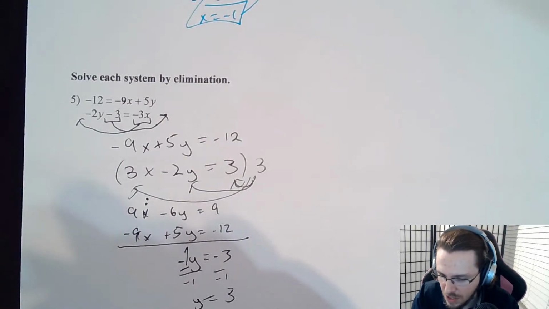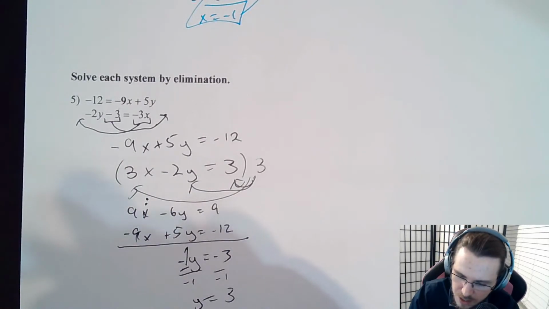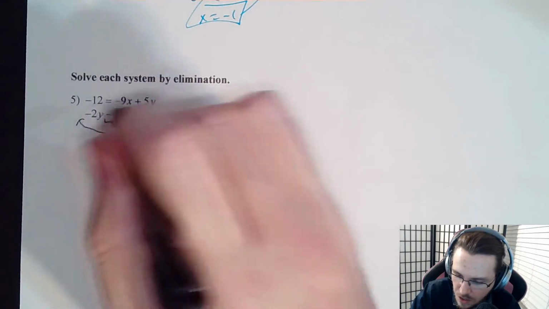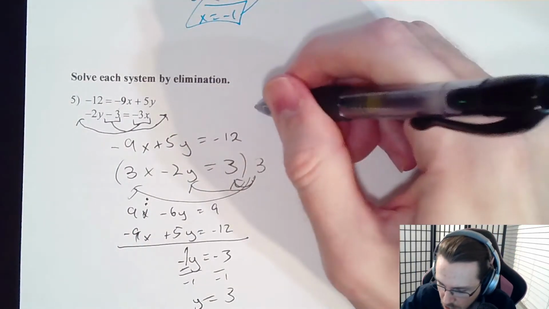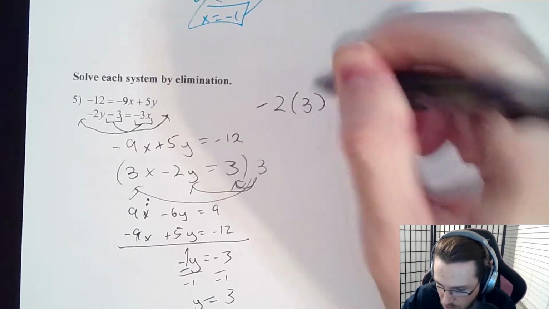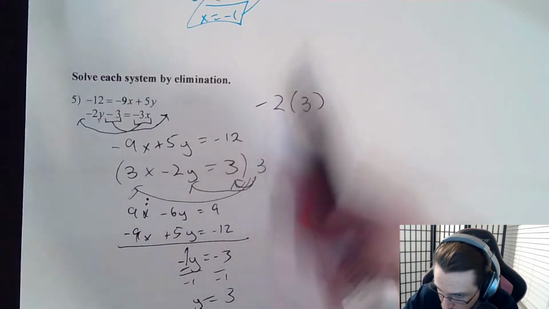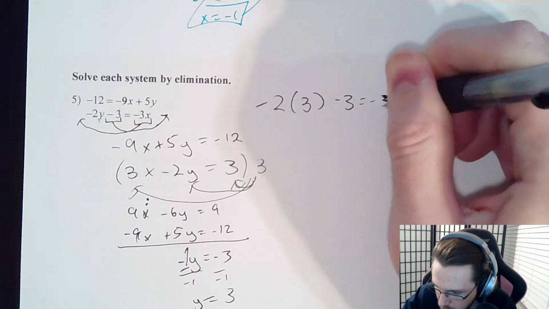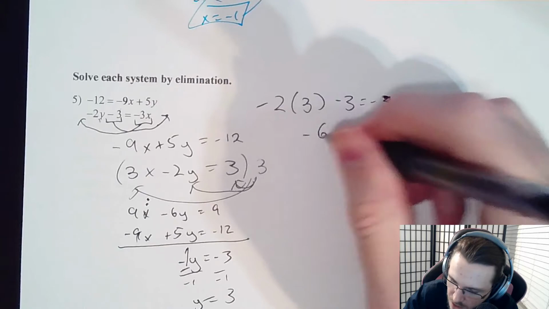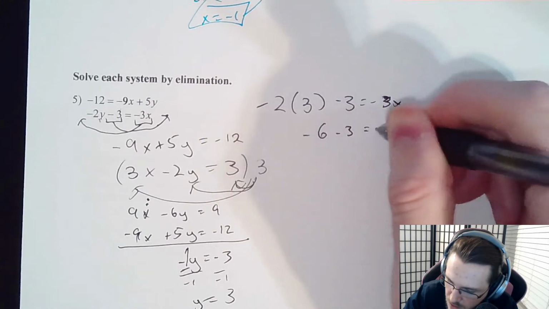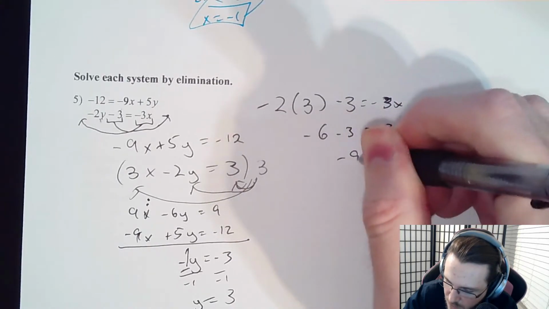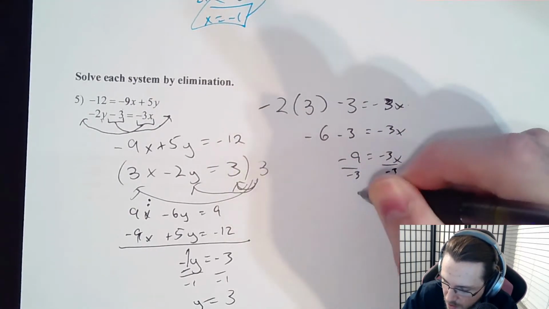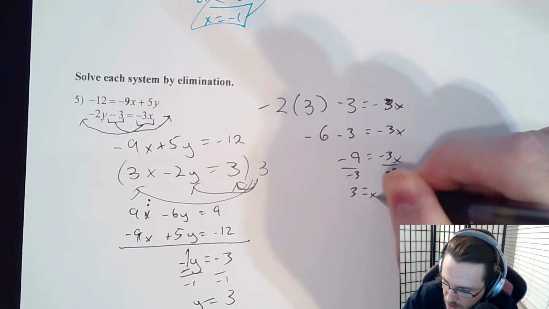Just like before, we now need to substitute that y in. We can substitute it anywhere that we'd like to. I'm going to arbitrarily choose the original equation here, this negative 2 times 3. So I'm making that y right there 3. Minus 3 equals negative 3x. Negative 6 minus 3 equals negative 3x. Negative 6 minus 3, negative 9 equals negative 3x. Divide both sides by negative 3. You get positive 3 equals x.